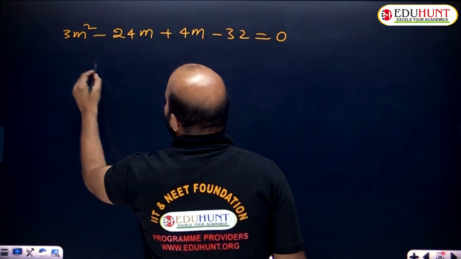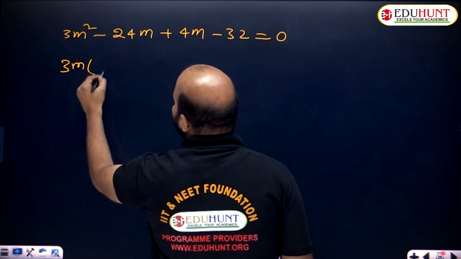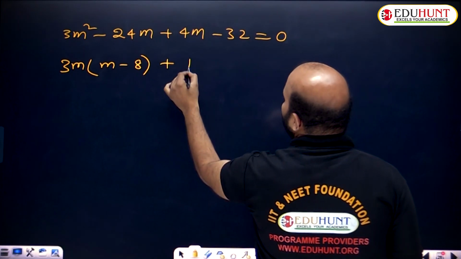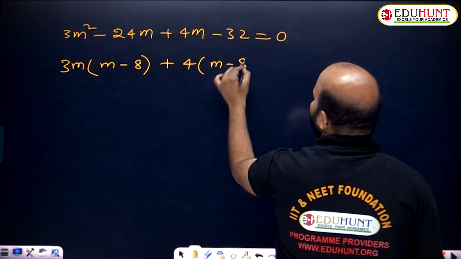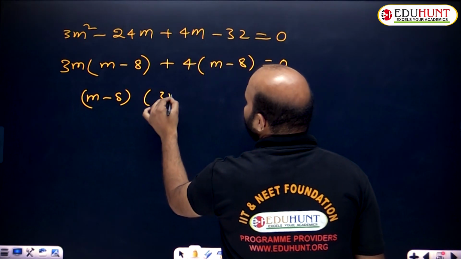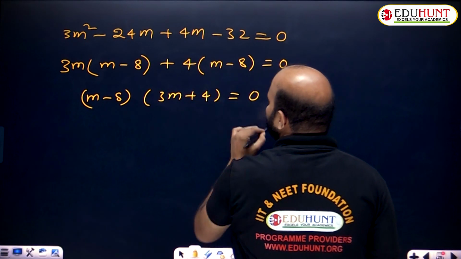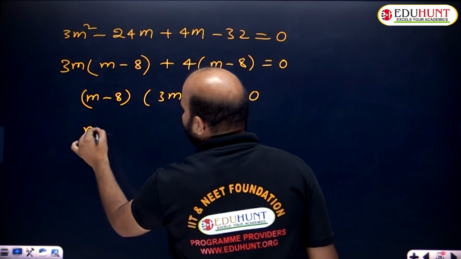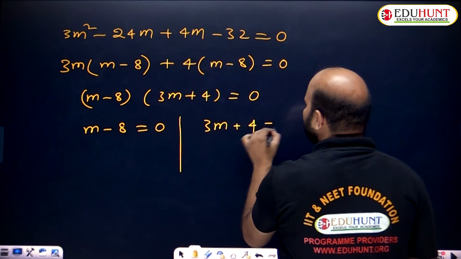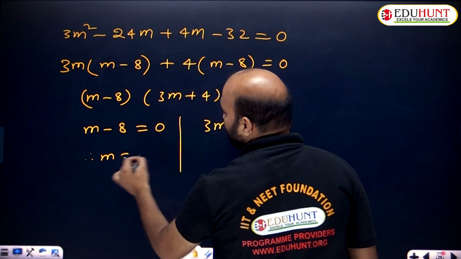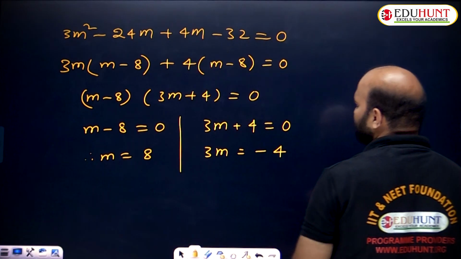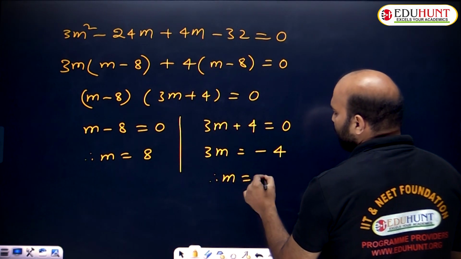So from the first two parts, 3m is taken as common, giving 3m into (m minus 8). From the next two parts, 4 is taken as common, giving 4 into (m minus 8), equal to 0. So what am I getting? (m minus 8) into (3m plus 4) equal to 0. So m minus 8 equals 0, and the next one, 3m plus 4 equals 0. Therefore m equals 8, as minus 8 goes to the right side. And 3m equals minus 4, as plus 4 goes to the right side and becomes negative. Therefore m equals minus 4 by 3.